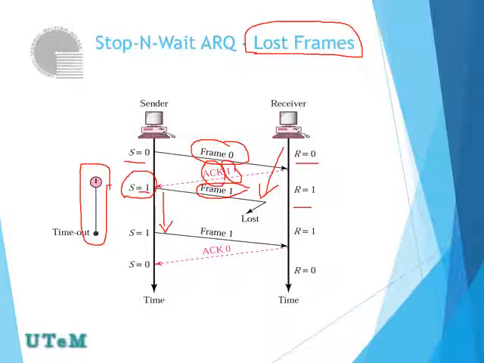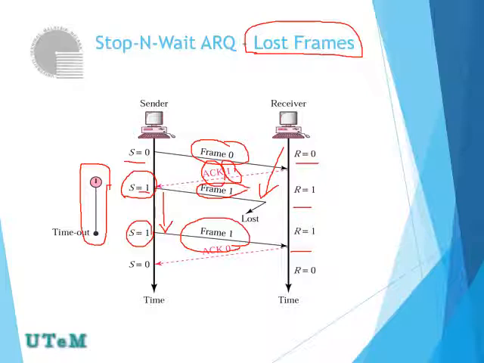If the sender has not received any acknowledgement frame from the receiver within the period of time, before the time ends, the sender knows that something has happened to the sent frame, either the frame was lost or something else. So what action will be taken by the sender? It will retransmit. When the time out occurs, the sender will retransmit frame 1.